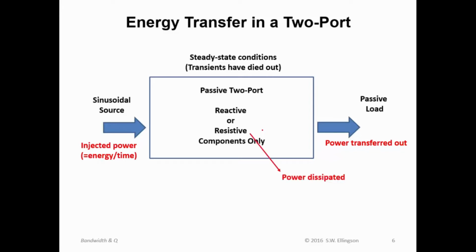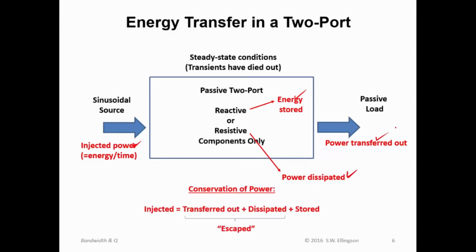Within the two-port, things that can happen include, well, power can be dissipated. That's something that resistors will do. Or energy can be stored. That's what inductors and capacitors can do. Now, inductors and capacitors cannot dissipate power, at least the ideal inductors and capacitors can't, right? And ideal resistors can't store energy. So in this simplified but completely reasonable thing to consider, these are the things that can happen. We can inject power, energy can be stored, power can be dissipated, or power can be transferred out. Those are all the options.